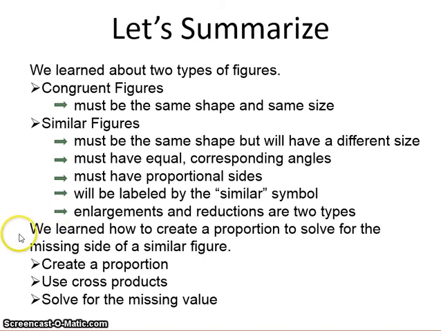We've also learned how to create a proportion to solve for the missing side of a similar figure. There are 3 steps involved in that process. First, we create a proportion. Second, we use cross products. And third, we solve for the missing value.